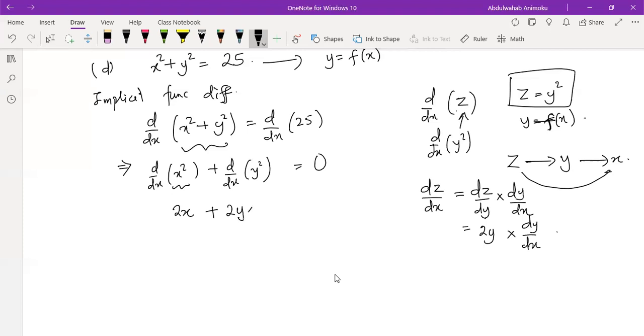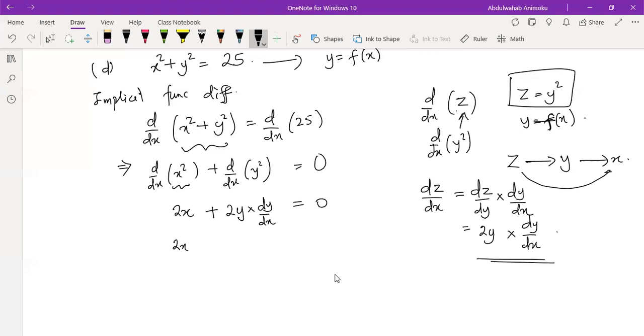Then you multiply it with what? Dy dx. Okay, which is exactly what has happened here, looking at it as a chain rule. And then this will be equal to 0. So what you have to do next is make dy dx the subject of the formula.